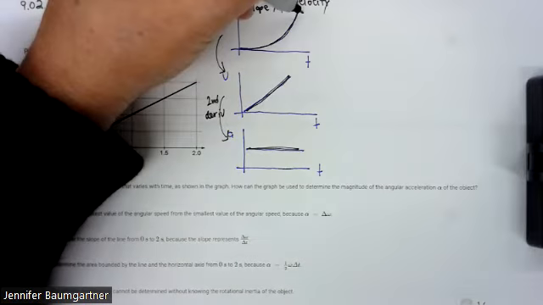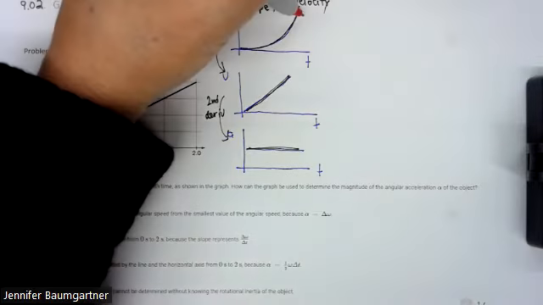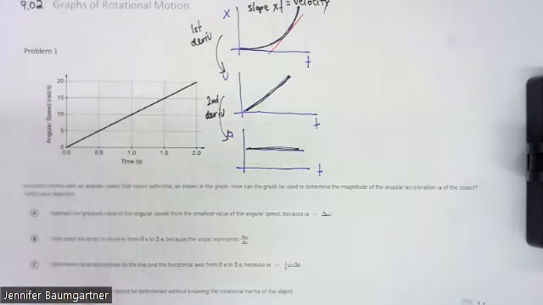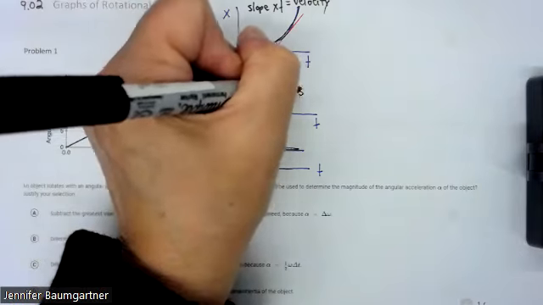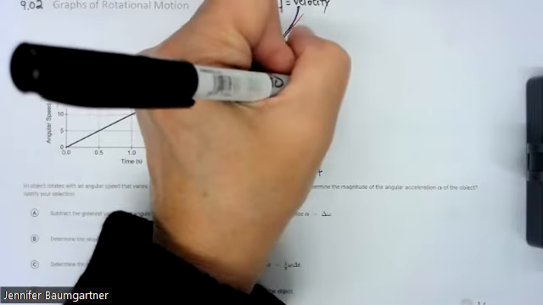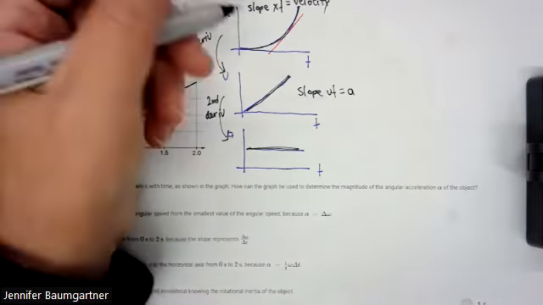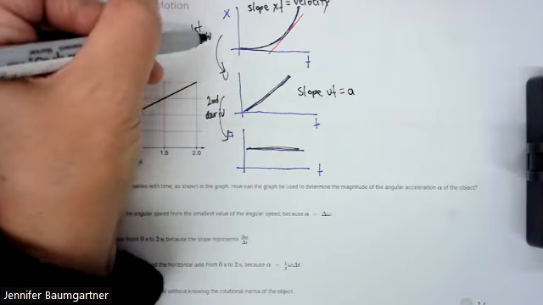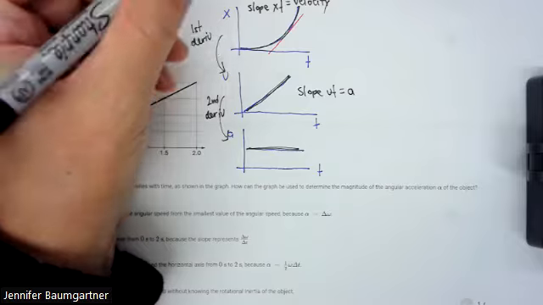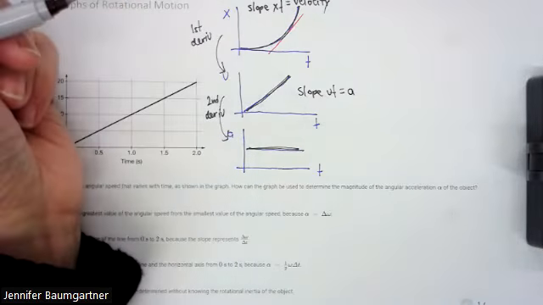In this case, because it's not a straight line, we would have to do instantaneous velocity. We would have to find the line tangent to the point. The slope of a v-t graph gives us acceleration. So we see that we're finding the slope: the slope of x-t is velocity, the slope of v-t is acceleration.